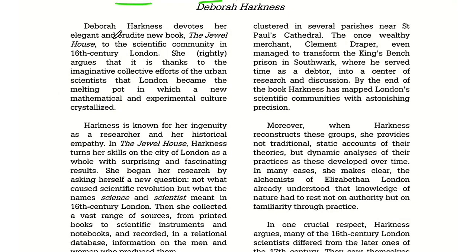Deborah Harkness devotes her elegant and erudite new book, The Jewel House, to the scientific community in the 16th century London. She rightly argues that it is thanks to the imaginative collective efforts of the urban scientists that London became the melting pot in which the new mathematical and experimental culture crystallized. Deborah is known for her ingenuity as a researcher and her historical empathy. In the Jewel House, Harkness turns her skills on the city of London as a whole with surprising and fascinating results. She began her research by asking herself a new question, not what caused scientific revolution, but what the names science and scientists meant in the 16th century London.